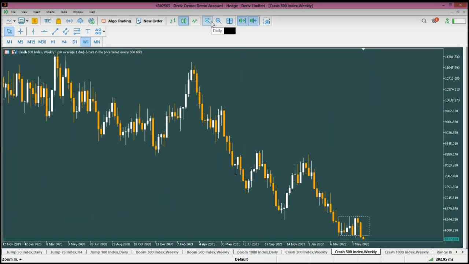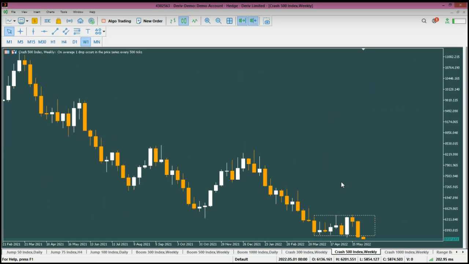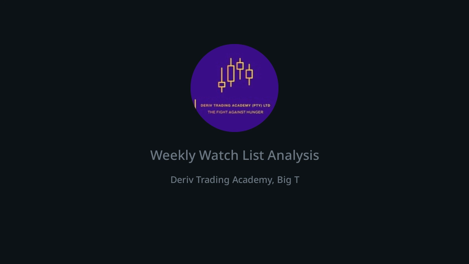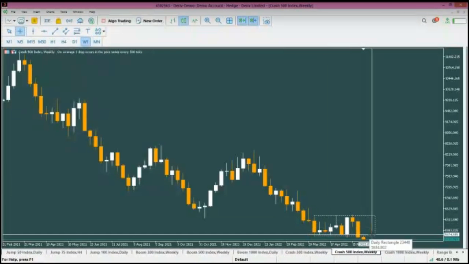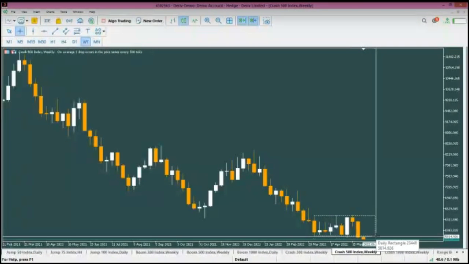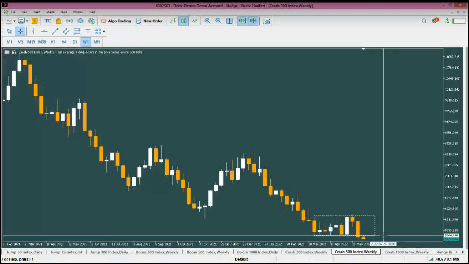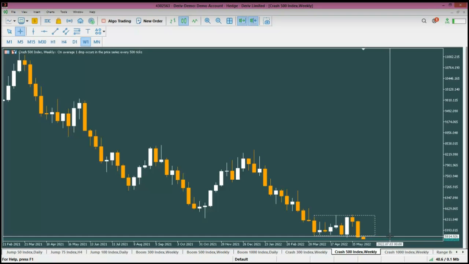Crash 500, as you can see, this is our weekly time frame. You can see last week, the sellers were in control. Very powerful. The strength was there. But then again, be careful of this support. This is the support. You need to wait for it to confirm.